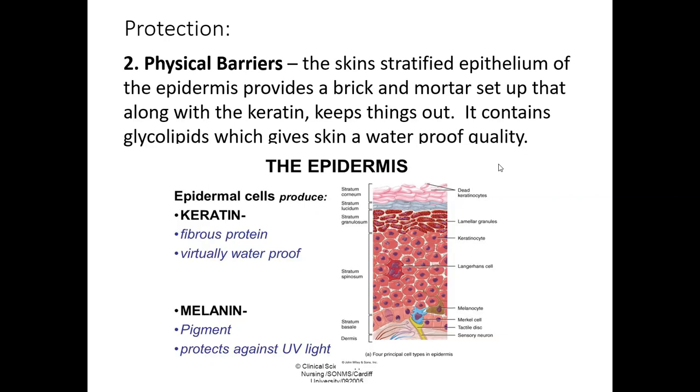The next barrier is the physical barrier. The skin is a stratified epithelium, and the epidermis provides a brick and mortar setup. Along with keratin, it keeps things out of the internal portion of the body. It also contains glycolipids that give the skin its waterproof quality.